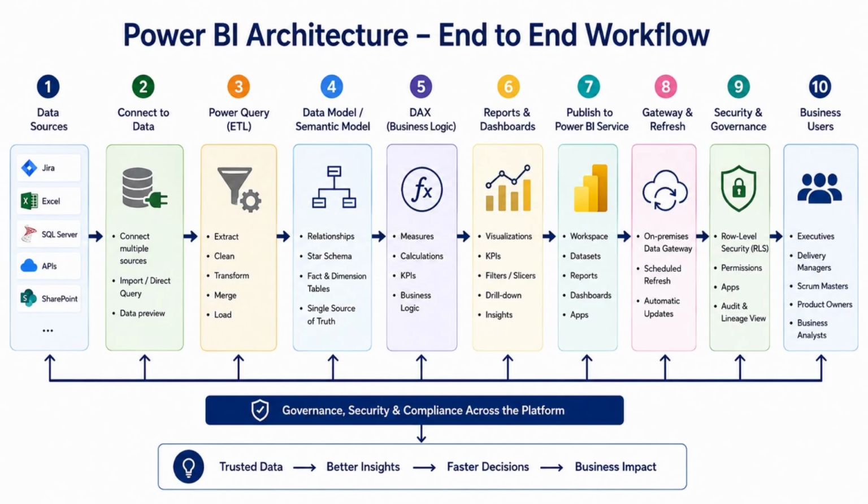In step 3, we use Power Query. Raw data is never perfect. It has duplicates, blanks, missing columns, and empty rows. So Power Query performs ETL. It reads data from the different sources, that is SQL, APIs, Excel, Jira, whatever, and transforms the data. Transform in the sense it cleans the data, removes duplicates, handles blanks, renames columns, changes data types, splits or merges columns, and standardizes the formats.